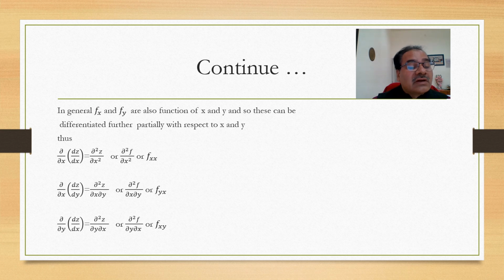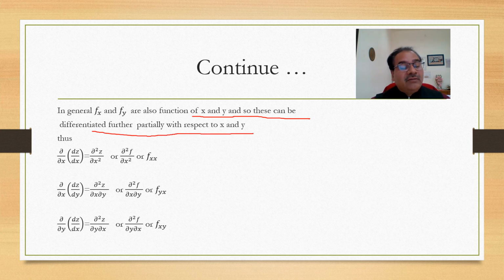Now, in general, f_x and f_y are also functions of x and y, so these can be differentiated further partially with respect to x and y. For example, del over del x of del z by del x may be written as del 2 z over del x square, or del 2 f by del x square, or f_xx.